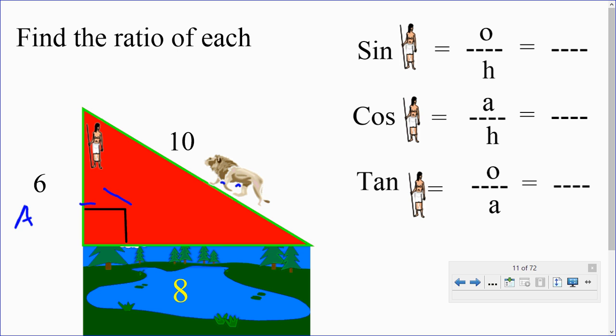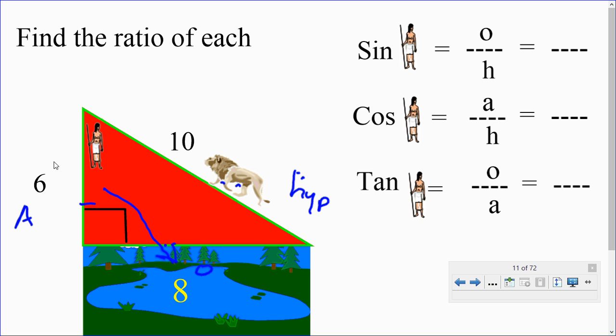And if SOHCAHTOA is way up there, in order to get down here, he has to go to the opposite side of where he's standing. That would be the 8. Now we know the most dangerous side of the mountain is the hypotenuse, because it is opposite of where the right angle is. So we have our A, O, and H.